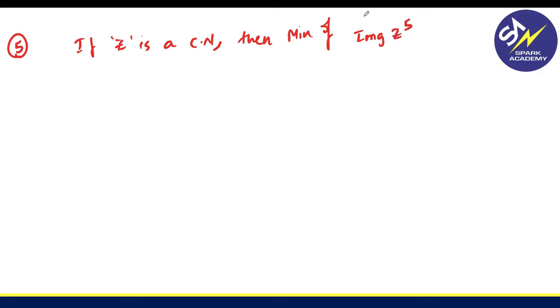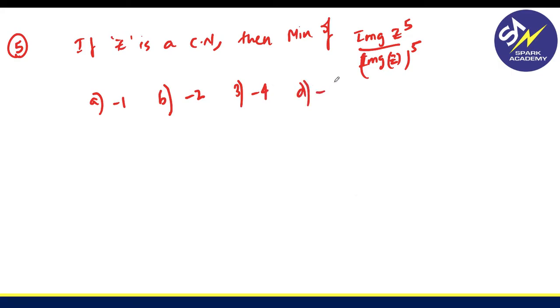Next question. Fifth question. If z is a complex number, then the minimum value of imaginary of z power 5 by imaginary of z whole power 5. Options: minus 1, minus 2, minus 4, and minus 5.